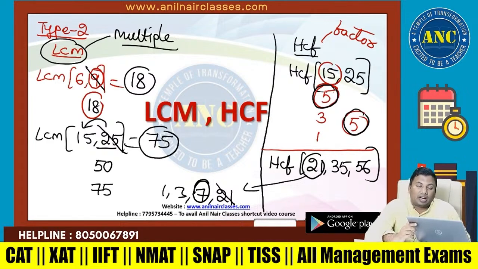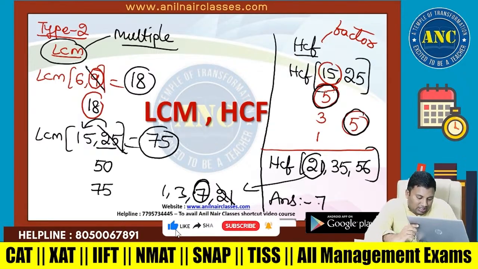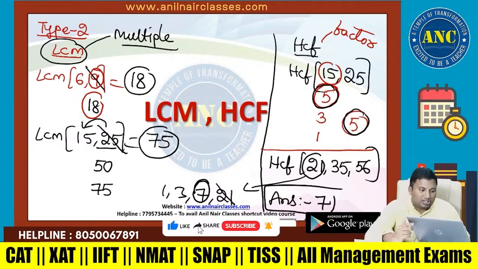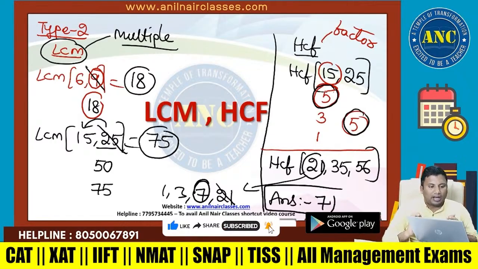Is 7 a factor of 35? Yes. Is 7 a factor of 56? Yes. So the answer for this question is 7. I hope the idea is clear.